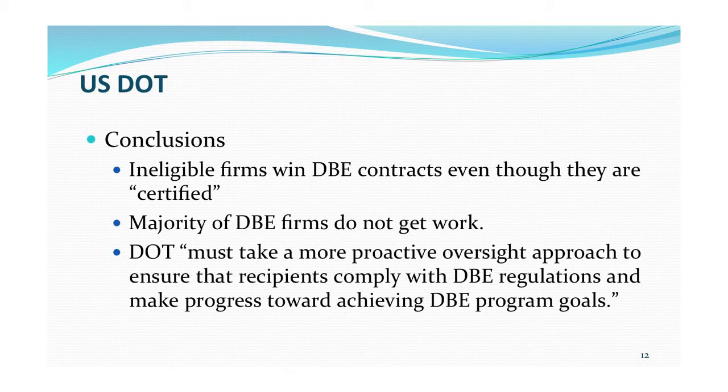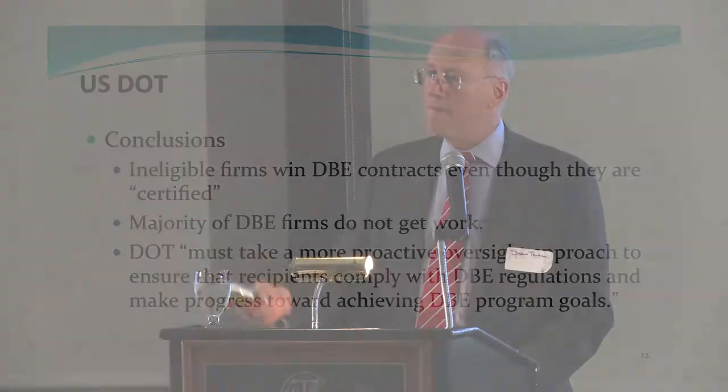So what are the conclusions from the DOT? Well, we're getting many ineligible DBE firms winning contracts even though they shouldn't be. The majority of DBE firms, on the other hand, are not getting the work, and the DOT must take a more proactive oversight approach to ensure recipients or the states comply. That means the Office of Inspector General will be visiting MnDOT more often to make sure the rules are being followed. So, what does MnDOT say about its program?